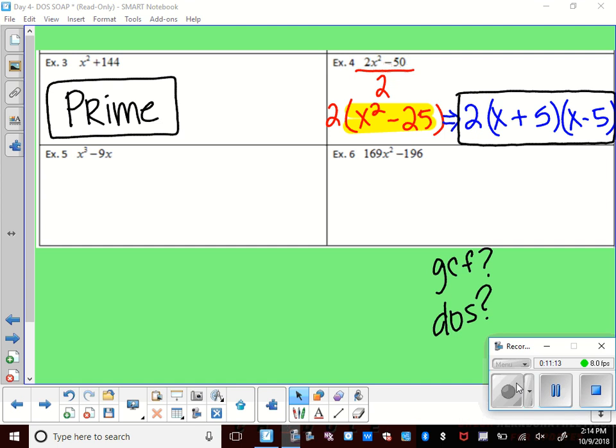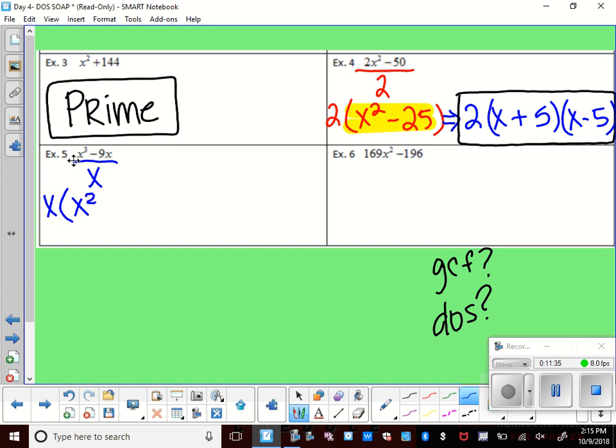All right, number 5. Do I have a GCF? X cubed minus 9x. What do they have in common? The x. So I have x divided by x cubed divided by x gives me x squared. And then 9x divided by x? Negative 9.